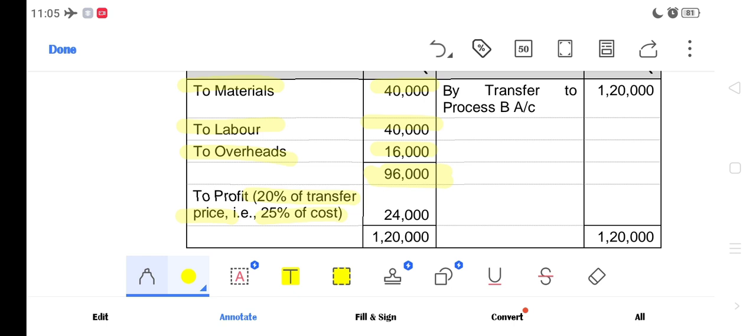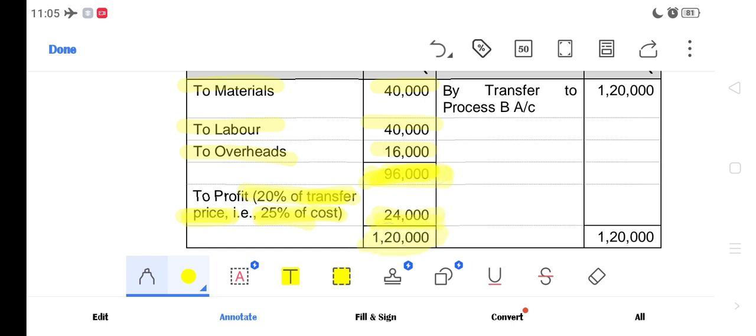Transfer price is nothing but it's almost sale price, but we can't say sale because the output from the process A is not directly selling to process B, just transferring. Okay, so we can't say sale, but it's almost the same. So 20% on sale equals 25% of cost only, no? So what is cost? 96,000. Upon 96 you apply 25%, you get 24,000. So 96 plus 24, here the total comes to 1,20,000.